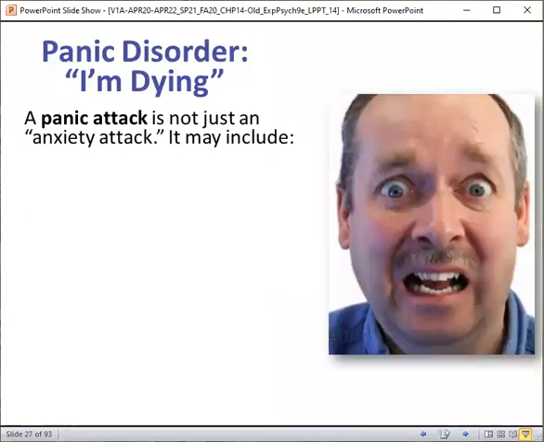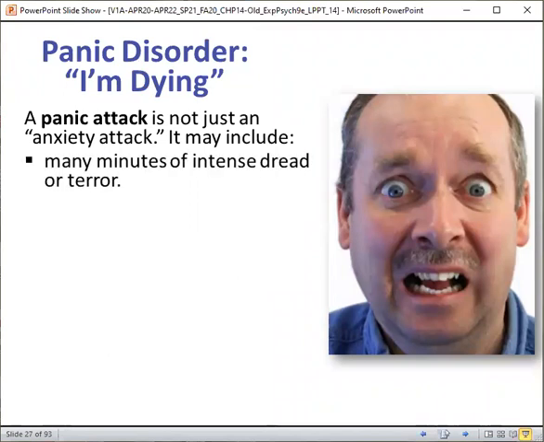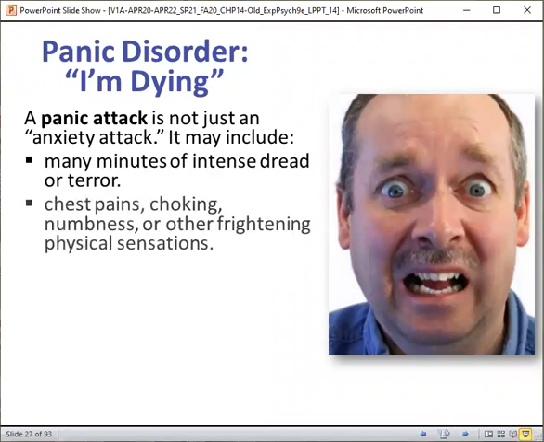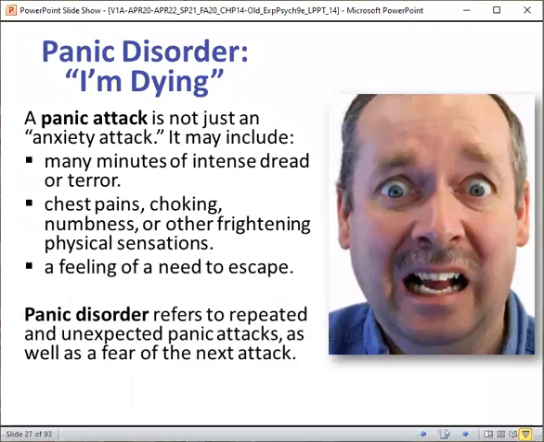And then we have the panic disorder, the sense that I'm dying. A panic attack is not just an anxiety attack. It may include many minutes of intense dread or terror, chest pains, choking, numbness, or other frightening physical sensations. It may sometimes mimic a heart attack, with a feeling of needing to escape. Panic disorder refers to repeated and unexpected panic attacks, as well as the fear of the next attack.